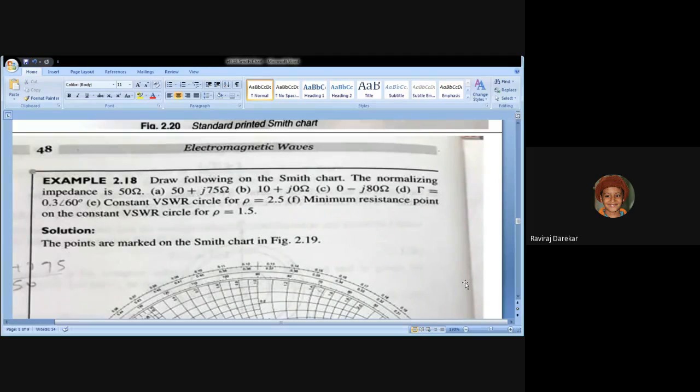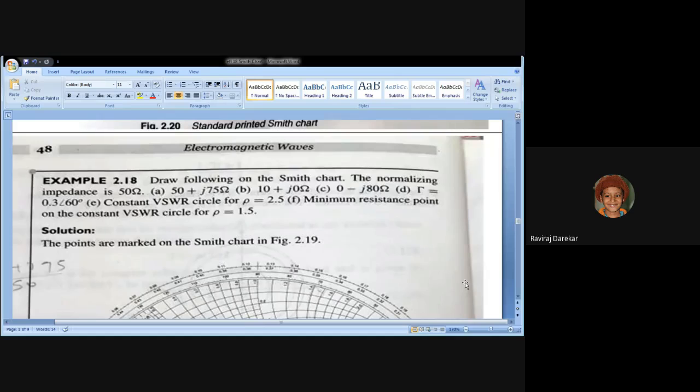If anything is there, you can post in the chat box, or if there is nothing, just try to pay attention. So now we'll read the question. What is mentioned on the screen is, draw the following on the Smith chart. Also, this type of question will be there in the final examination in the university question paper.